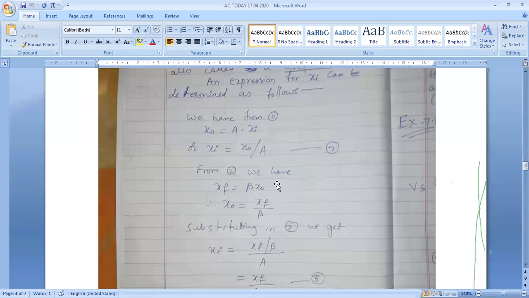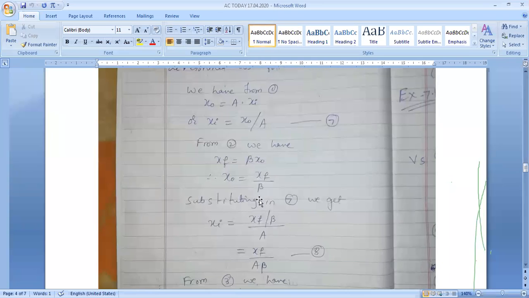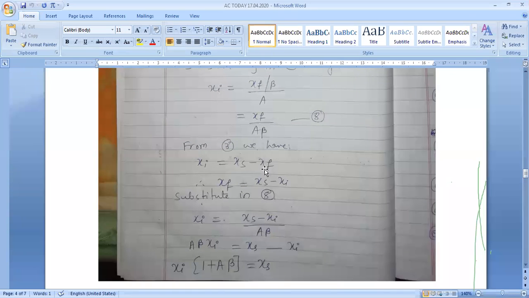Now I am substituting this into equation 7. So in place of X naught, I have written XF divided by beta, and the denominator was A, so that is kept as it is. So I get XF divided by A beta. Now from equation 3, we have the difference signal Xi equal to XS minus XF, so XF from this equation is XS minus Xi. Now I am substituting this in equation 8. So we get Xi is equal to XS minus Xi divided by A beta.